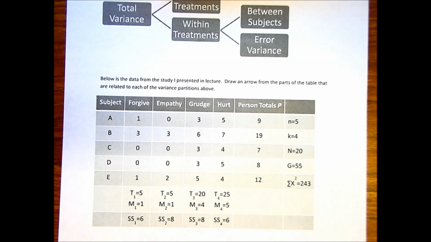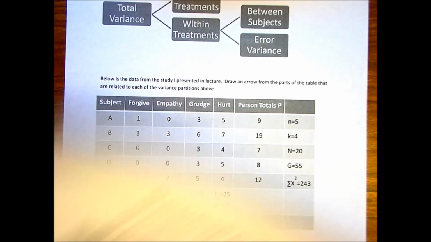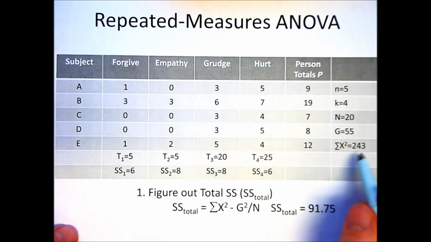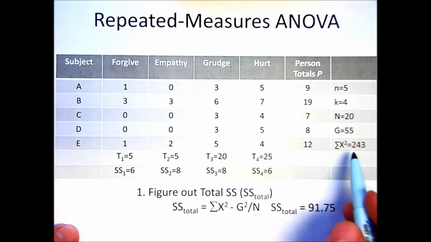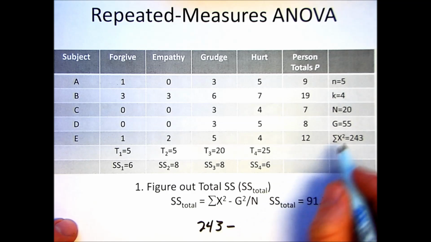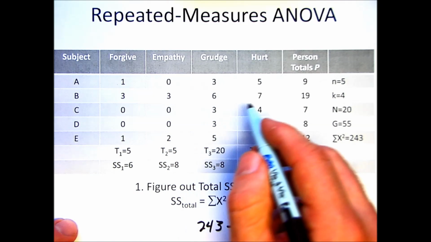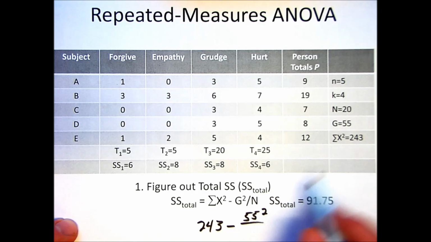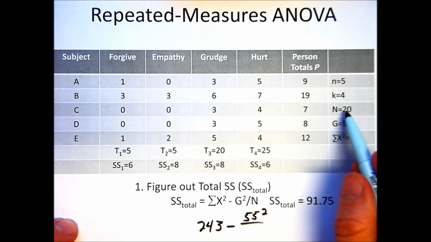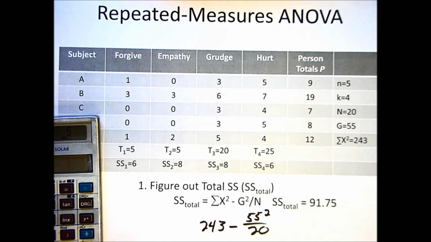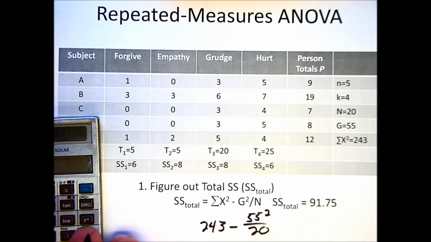So let's look through quickly how you would calculate the sum of squares for each of these. For our total sum of squares, we take each score, square it, and add it up. When we do that, we get 243. And then our G is 55. That's just adding up each individual score here. It's going to be 55 squared divided by, and this is the capital N, the number of scores that we have, 20.